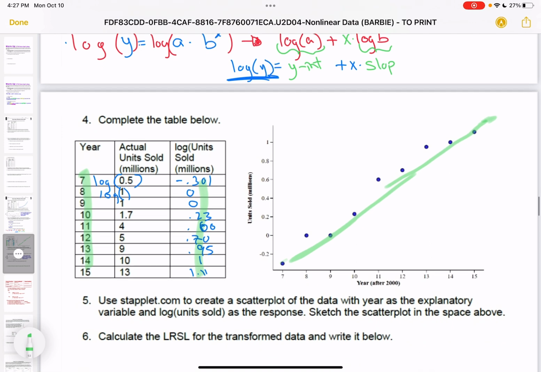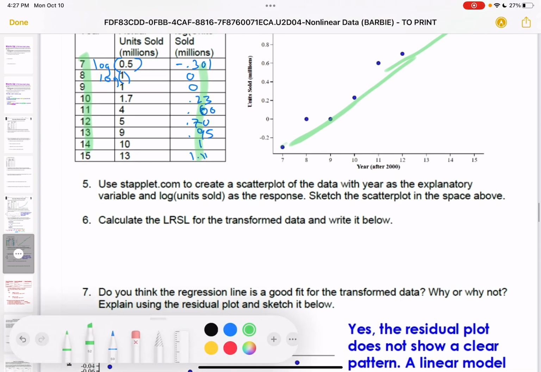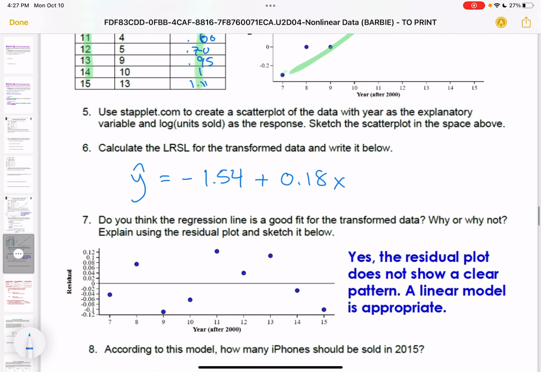So when we look at that, let's confirm it. If we go ahead and find the LSRL, I'll give you that equation really quickly. Assuming you've plugged that into Statplet here, you would get the same: y hat equals negative 1.54 plus 0.18x. Okay, and then we could look at the residual plot, and here we have it. In this case, we are good to go. Yes, linear is appropriate because there's no clear pattern in our residual plot.